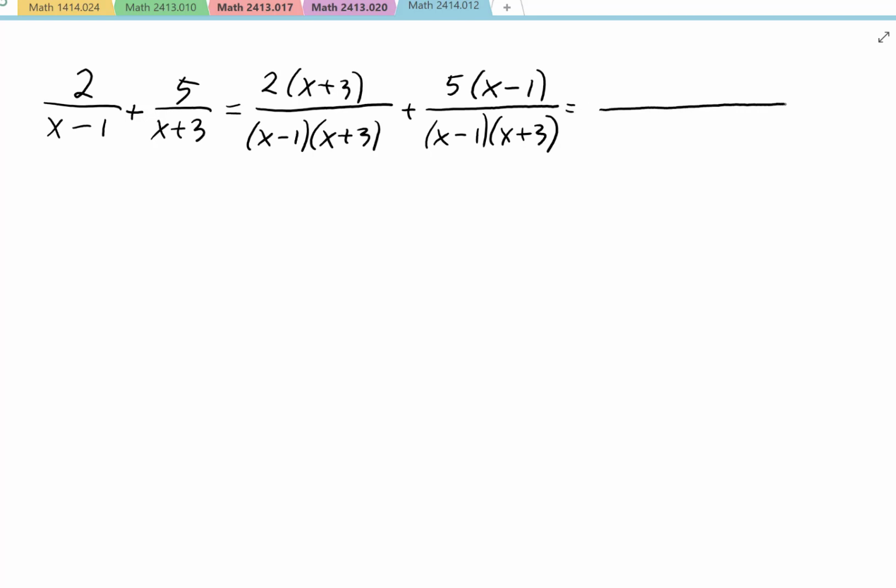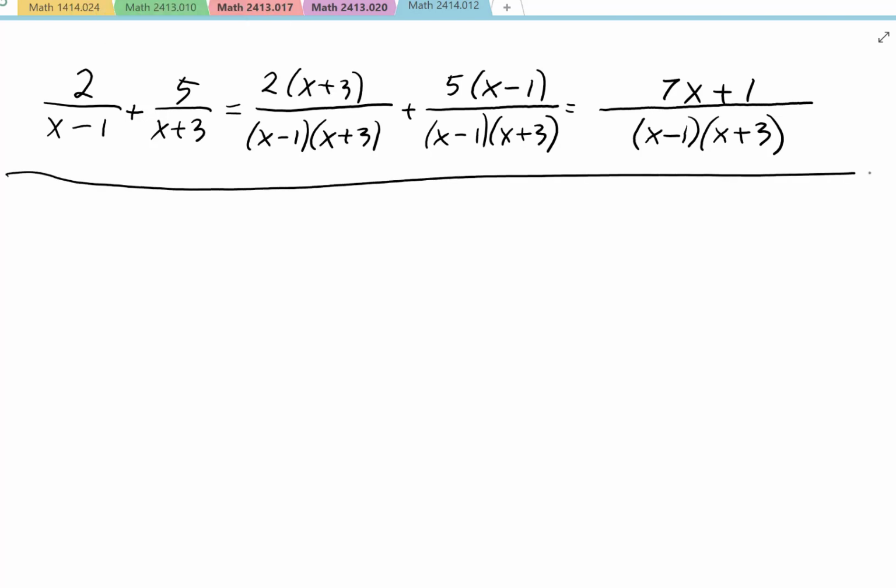And then we can add them together and put them over the same denominator. And I'm just going to distribute the 2 and distribute the 5 and put everything together, and I get 7x plus 1. Okay, so you guys learned how to do this back in algebra. Now what we're going to do is go backwards.